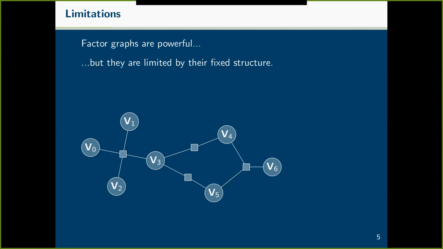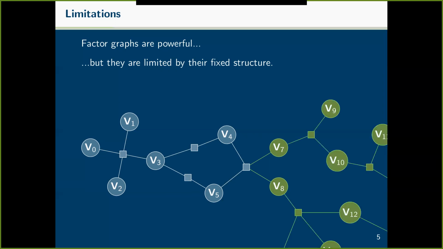In particular, they're limited by their fixed structure. What I mean by this is that when you're defining a factor graph, you have to specify in advance exactly how many variables and factors it's going to need. That's just part of writing out the factor graph, is deciding those things. But sometimes you might want to model objects that have a different number of nodes. So maybe sometimes it has one node, sometimes it has two nodes, and you don't want to decide that in advance. Sometimes you might even want to model structures which have an unbounded number of nodes, and factor graphs definitely can't do that.